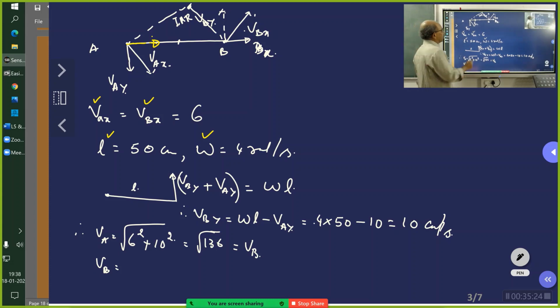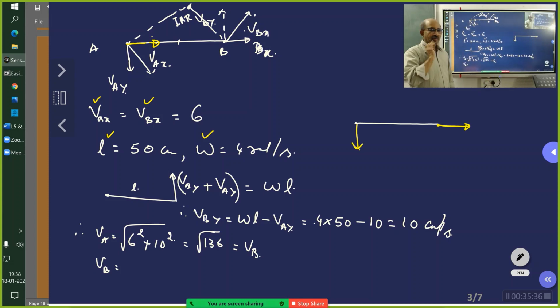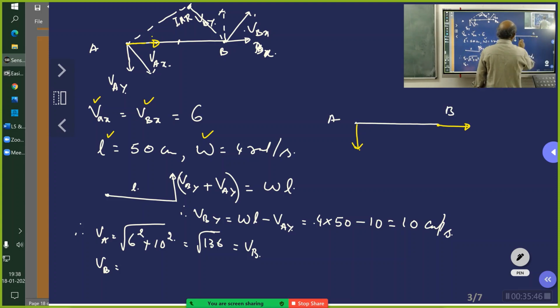So as you can see in this numerical, they have given a rod and they have given these two velocity components. They said these are the components of velocity at the time, horizontal and vertical components. Now, since this is a rigid rod, this is a rigid rod.